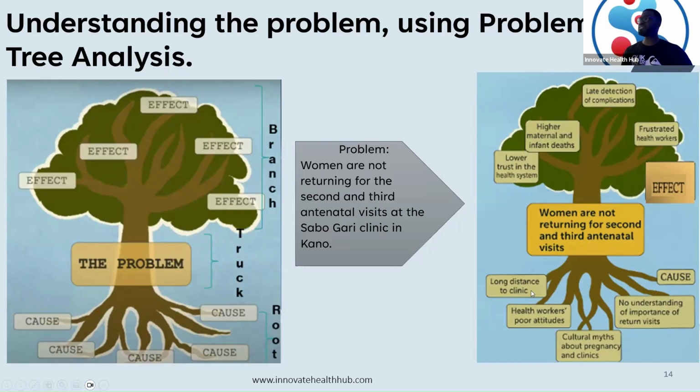Then somebody else can say, oh, long distance to clinic. Maybe that is not within your capacity. And of course, you are just an innovator. Maybe the government, of course, wants to look into that. Health worker poor attitude, of course, maybe not within your capacity. But again, what I'm saying is that by the time you do your root cause analysis, you'll be able to also have a niche problem.